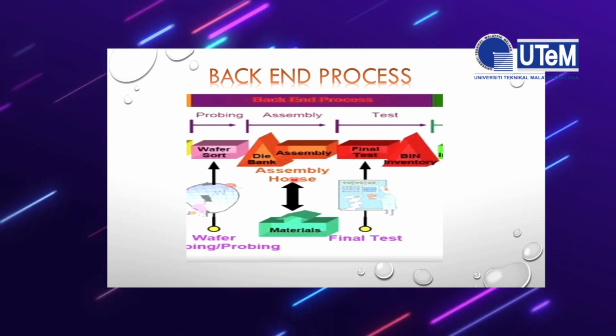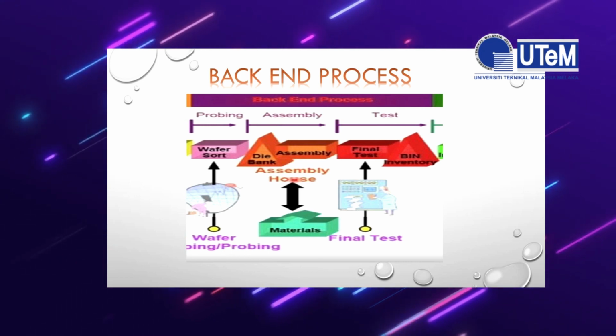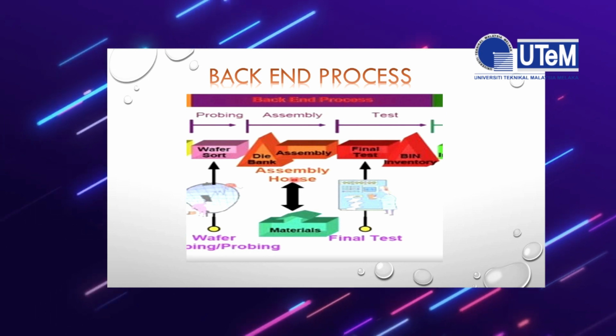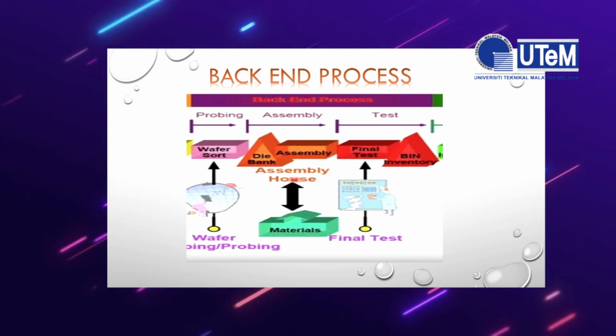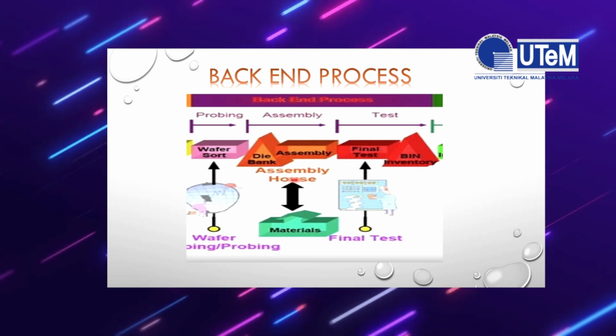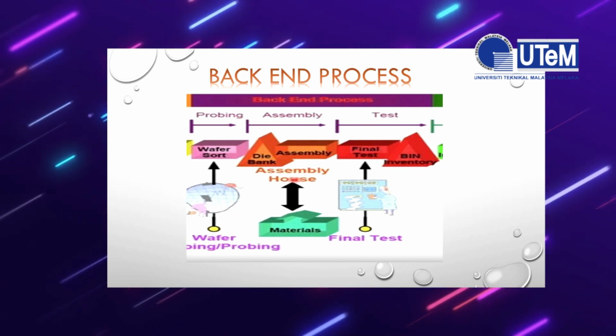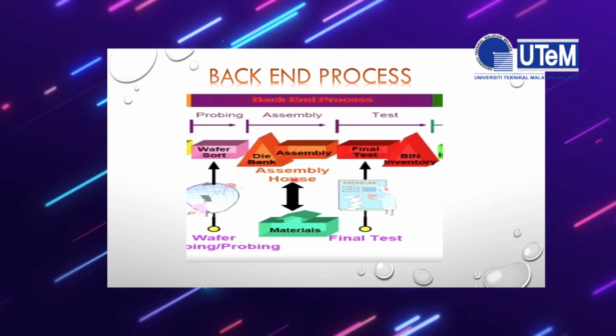Thank you. Hi, my name is Muhammad Ali Salam. Today I'm going to tell about the back-end process. Back-end process has 3 main processes, which are probing, assembly, and test. In probing, we have wafer sort, and for assembly, we have die bank and assembly, and for test, we have final test and bind inventory.